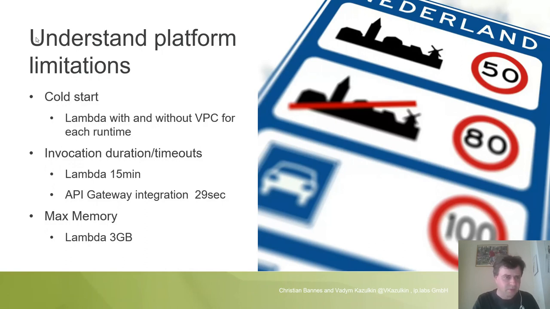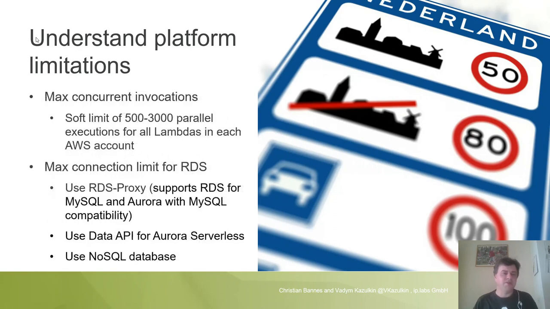Other limits: max concurrent invocations. You have the account-wide limit of how many Lambdas can run in parallel, and it depends on the region, between 500 and 3,000 parallel executions. This is a soft limit. You can increase this limit if you request it. The problem is it doesn't scale automatically. If you want 10,000 instead of 3,000, it won't scale automatically. So I think 500 additional parallel executions per minute after this soft limit is currently the way to go, but it's still possible to increase.